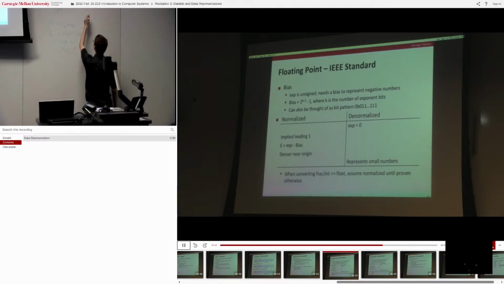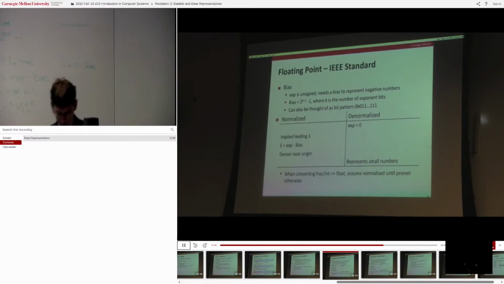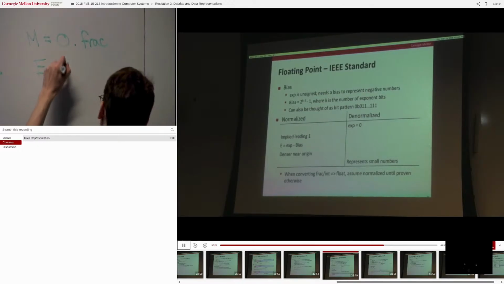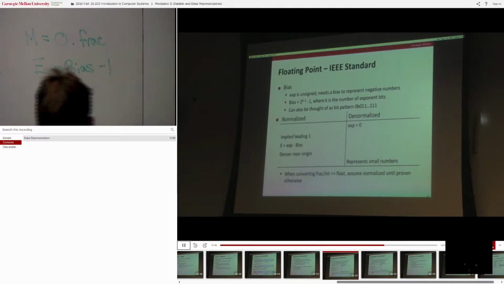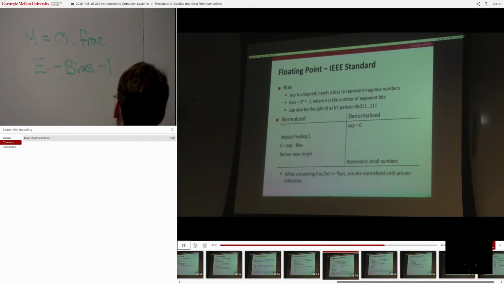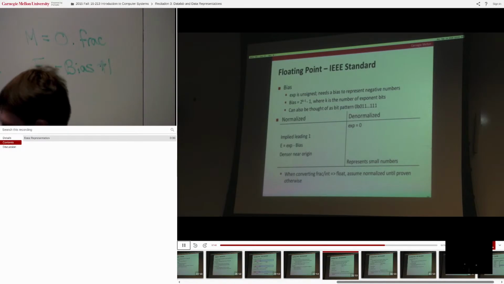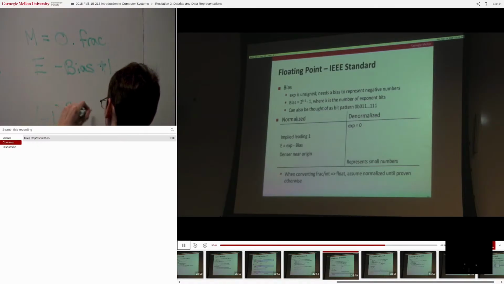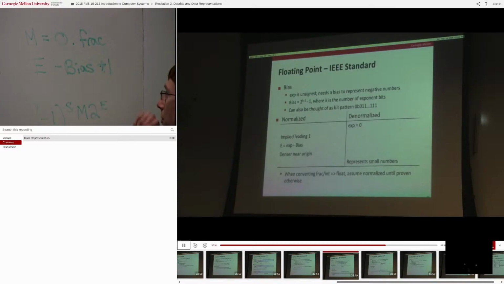And so with denormalized, what we're going to do is we're going to say m is actually equal to 0 dot whatever is in the frac bits. And the exponent is going to be negative bias plus 1. And then we're going to have the same formula here to actually calculate the value of the number. So now we can actually represent 0, because we have a number that would be all zeros, and that's going to be 0. OK. So we know that a number is denormalized when the exponent equals 0. OK? And we know that a number is normalized when the exponent is non-zero and something else.